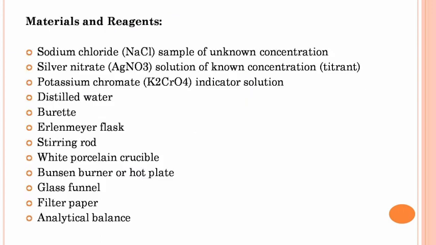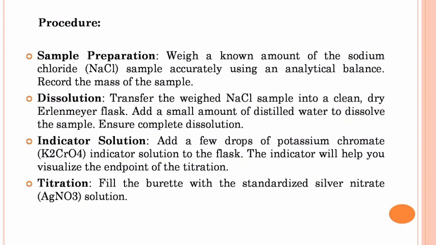Materials and reagents used. Sodium chloride, NaCl, sample of unknown concentration. Silver nitrate, AgNO3, solution of known concentration, titrant. Potassium chromate, K2CrO4, indicator solution. Distilled water, burette, Erlenmeyer flask, stirring rod, white porcelain crucible, Bunsen burner or hot plate, glass funnel, filter paper, analytical balance. Procedure.